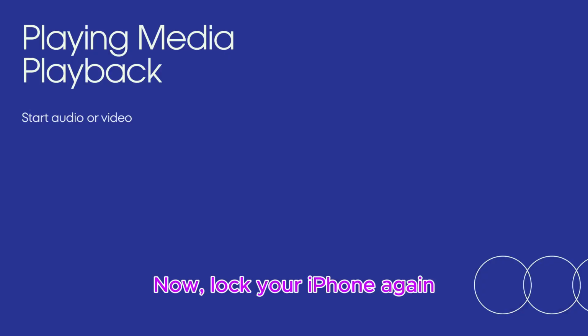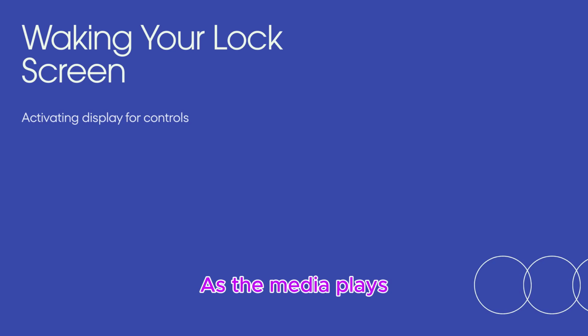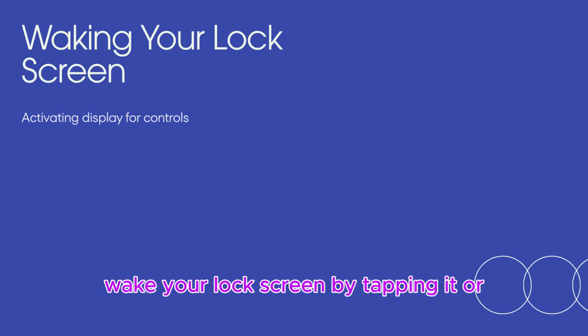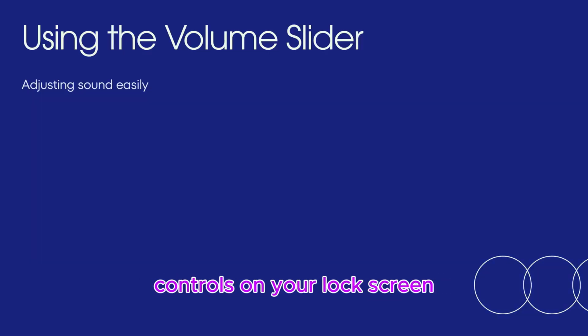Now lock your iPhone again. To test it, start playing any audio or video from an app like music or YouTube. As the media plays, wake your lock screen by tapping it or pressing the side button. You should now see the volume slider appear right below the media playback controls on your lock screen.